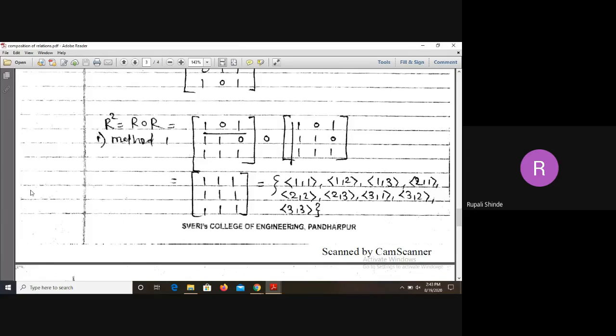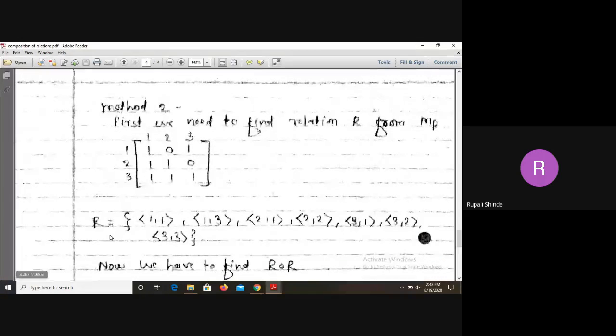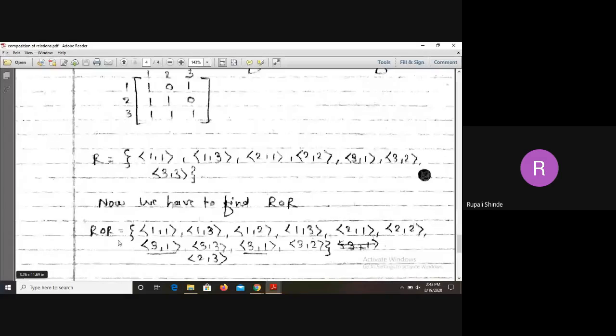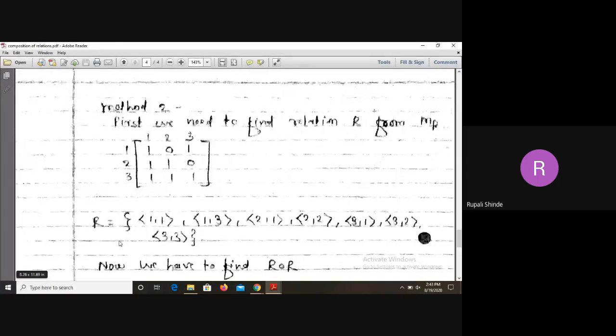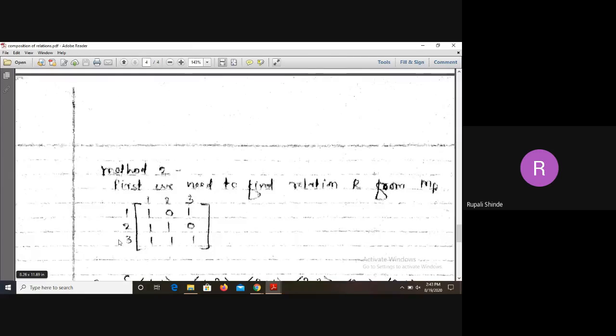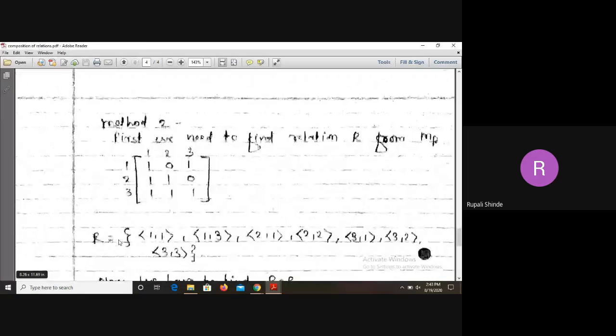So in both ways you can solve the example. Method 1 is matrix multiplication. Method 2: for a given matrix you can define the relation and then take the composition of relation. So which method is compatible for you? Which one is easy, first or second?